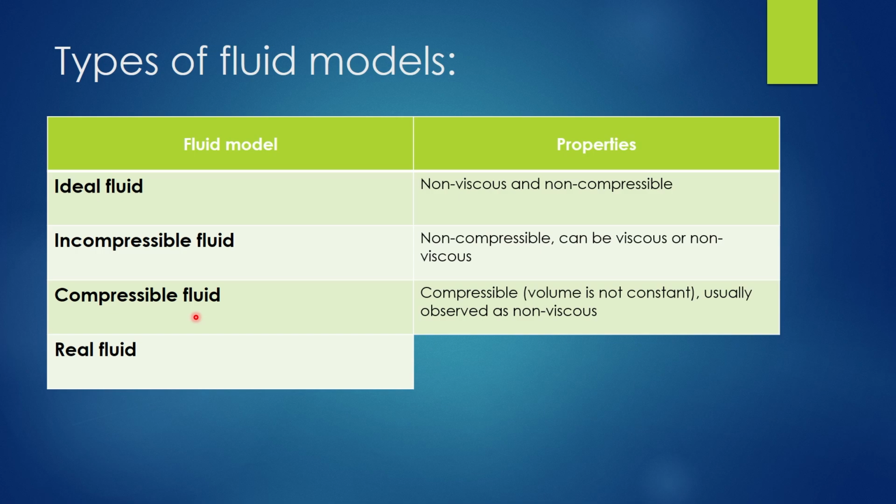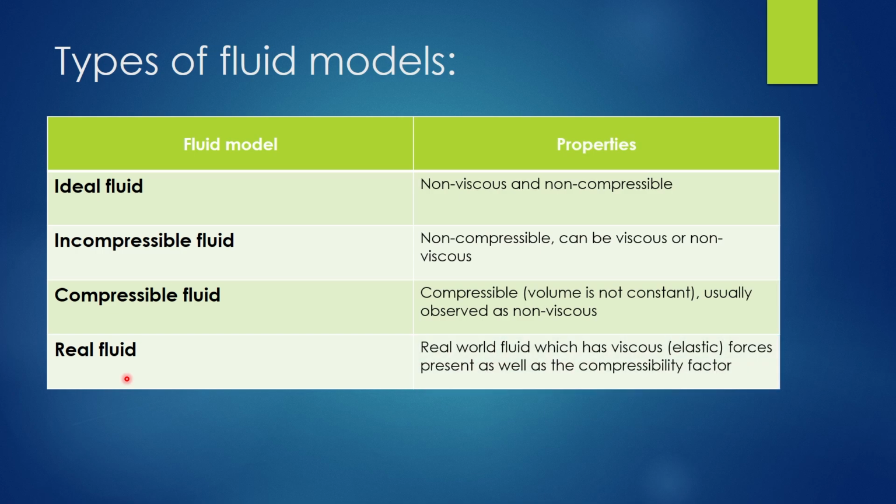And of course, the real fluid, which is not a made-up model, but a real-world fluid. It, of course, has both of these properties. It has viscous elastic forces present as well as the compressibility factor. Now, some fluids are more compressible, like gases, and other fluids, like liquids, have negligible compressibility factors, like water, for example. So the question from the previous slide, would it be easier to compress air or water? It would be easier to compress air. And air is much more compressible than water.